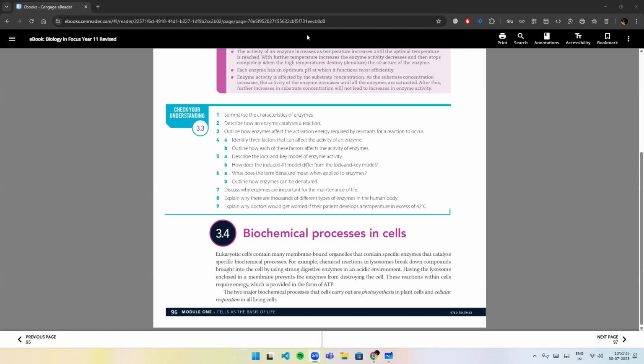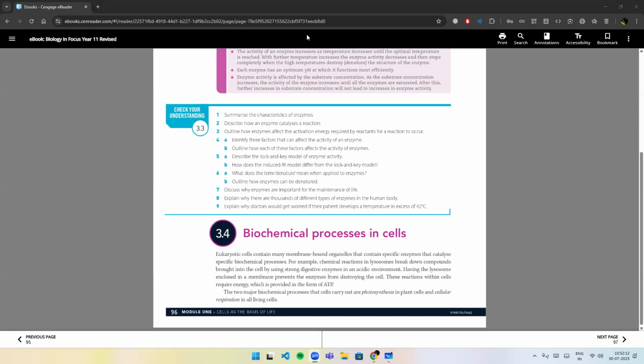Today we are going to continue our reading from 3.4 Biochemical Processes in Cells, Module 1 Cells as the Basis of Life from Biology in Focus Year 11 revised. So let's get started. Eukaryotic cells contain many membrane-bound organelles that contain specific enzymes that catalyze specific biochemical processes. For example, chemical reactions in lysosomes break down compounds brought into the cell by using strong digestive enzymes in an acidic environment. Having the lysosome enclosed in a membrane prevents the enzymes from destroying the cell.